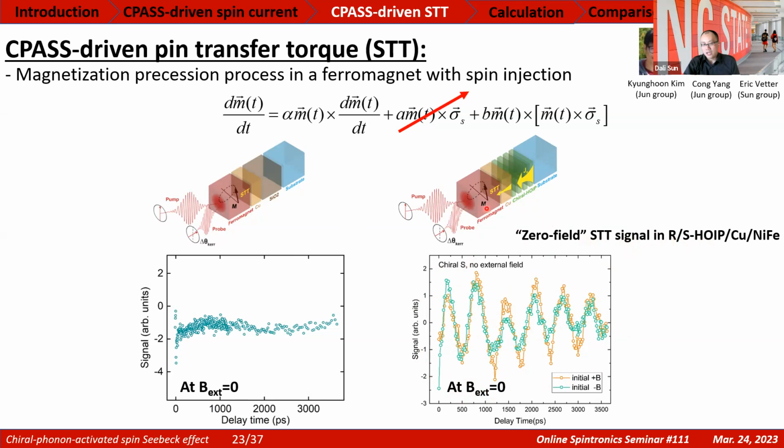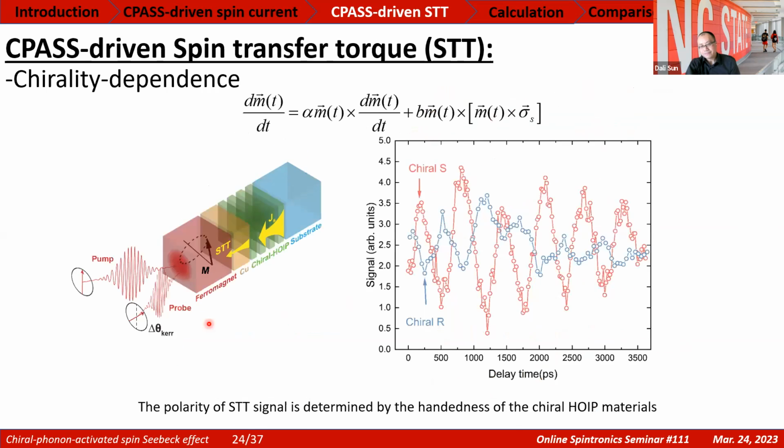We also initialize the in-plane magnetization from the opposite direction. It didn't reverse sign, which means it's not mainly caused by the field-like torque, right? If the spin current acted by the field-like torque, you should see the opposite phase of the STT signal. So the damping term plays an important role for the STT signal we observe here.